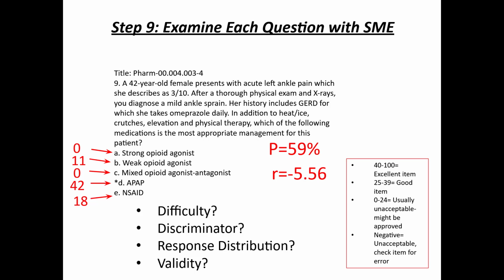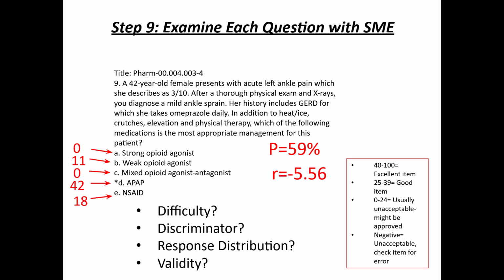The 11 who chose a weak opioid agonist, perhaps, remember, we also stress in pharmacology the importance of not undertreating pain. So it might be that students who actually went and read the 2000 Institute of Medicine study that talked about the 100,000 people being killed every year by medical errors, that was also taught in this course.